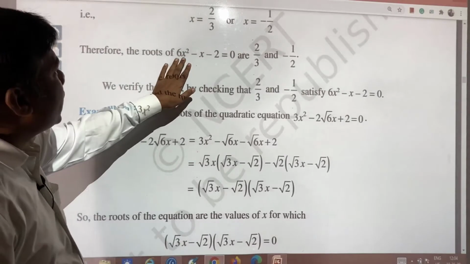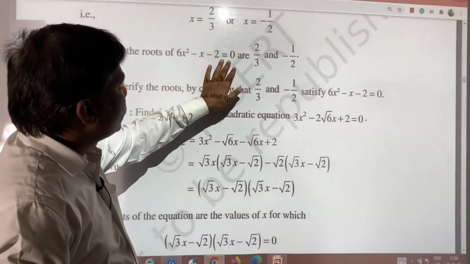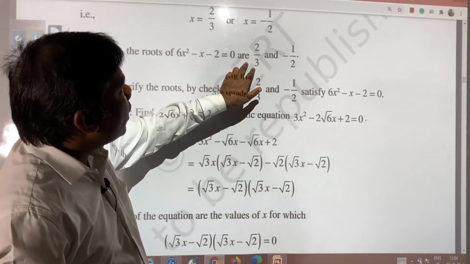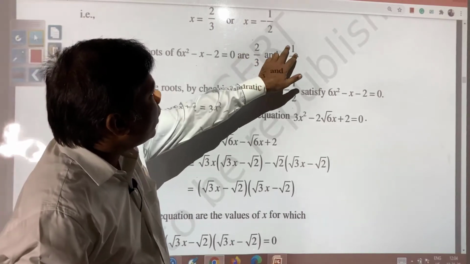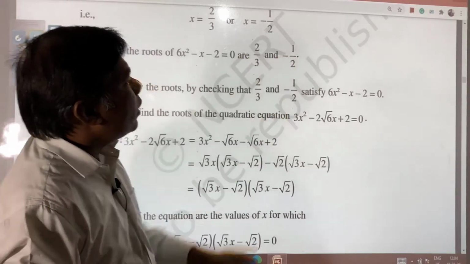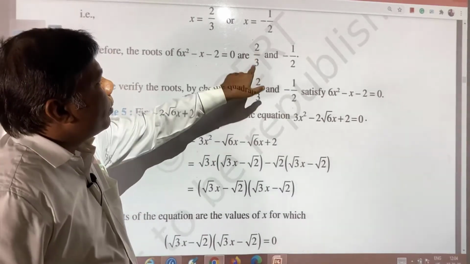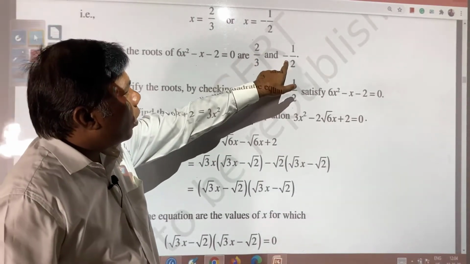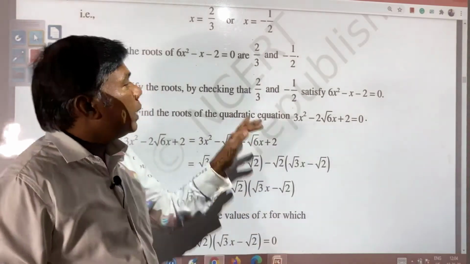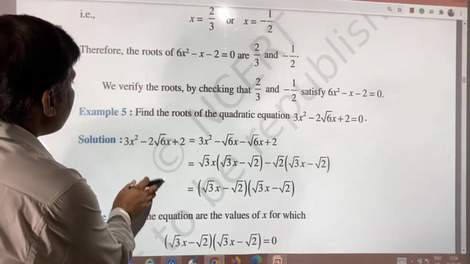Therefore, the roots of 6x square minus x minus 2 is equal to 0 are 2 by 3 and minus 1 by 2. So we can verify also again, if you replace x by 2 by 3 or minus 1 by 2, you will get LHS 0.